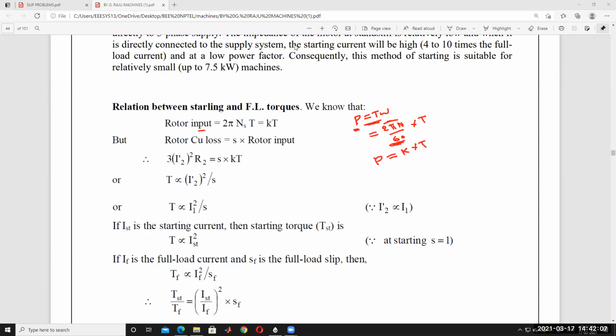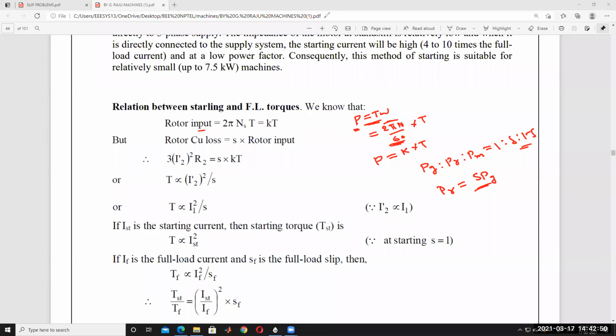I know well that rotor copper loss is equal to slip times rotor input. As already explained, PR, the rotor copper loss, is equal to S times PG, the rotor input. From the relation that air gap power, rotor ohmic loss, and mechanical power developed are in the ratio 1 : S : 1 minus S, rotor copper loss PR is equal to S times the rotor input, that is, the air gap power.